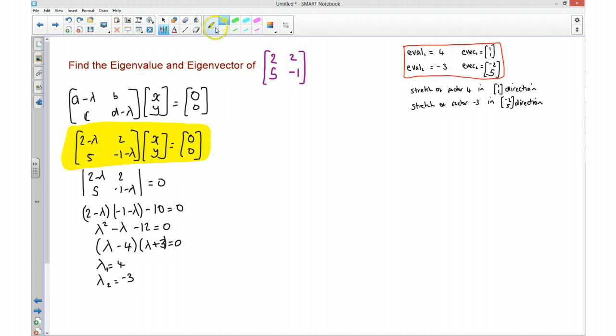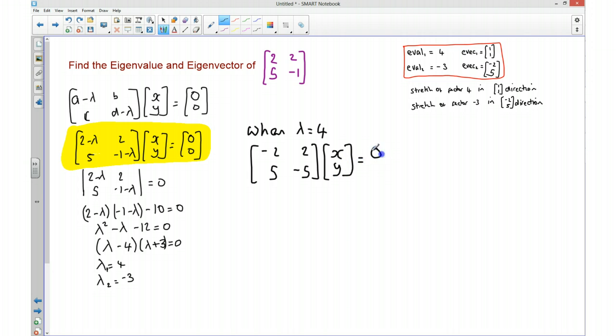We now know the values of lambda, so we can substitute those in to find what the values of x, y are going to be. First of all, I'm going to start over here, when lambda is equal to 4. So when lambda is equal to 4, I can put 4 into here, and I'm going to get the matrix with negative 2, 2, 5, and negative 5, and if I multiply that by x, y, I get 0, 0.